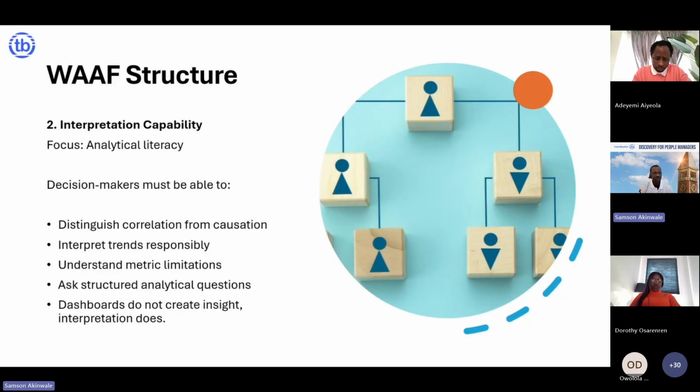So these decision makers are equally expected to interpret trends responsibly, understand metric limitation, ask structured analytical questions, and they have to be able to ensure that dashboard does not just create a picture of chart and what have you. It rather creates insights and also helps interpretation as it's going.